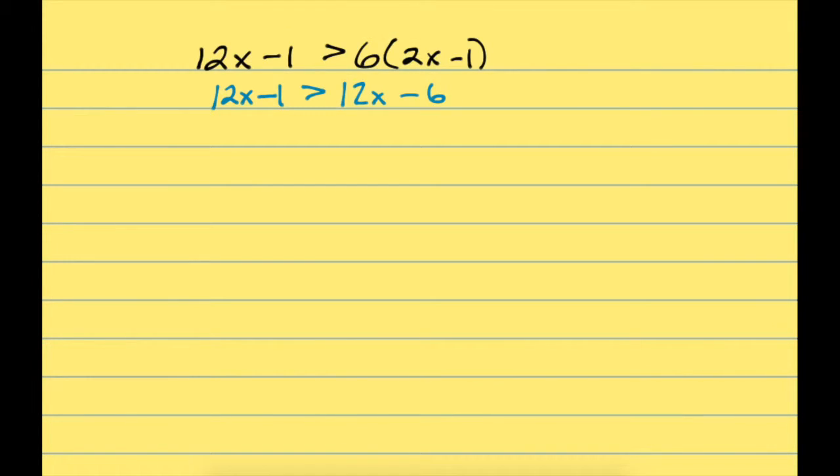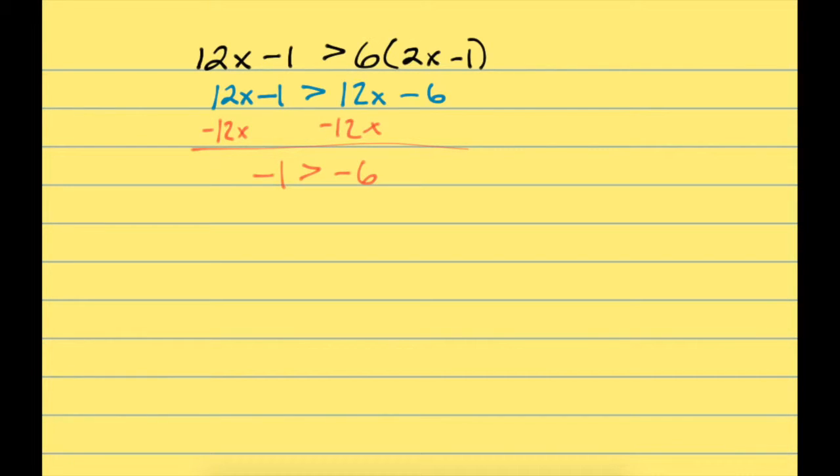On the other hand, if we have a problem like this, when we use our distributive property, we come to 12x minus 1 is greater than 12x minus 6. Subtracting 12x from both sides gives us negative 1 is greater than negative 6.